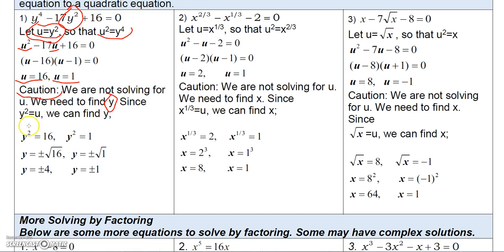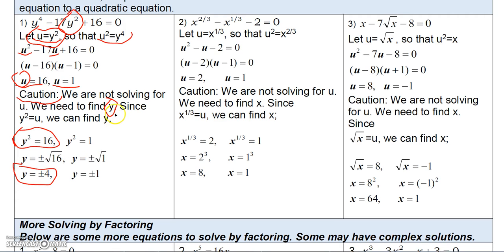So if u is equal to y squared, then I can replace u with y squared. And so instead of saying u equals 16, I get y squared equals 16. And then I can solve that equation by applying the square root theorem. y would be plus or minus the square root of 16. And since the square root of 16 is 4, y would equal plus or minus 4.